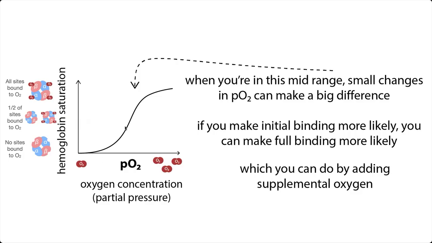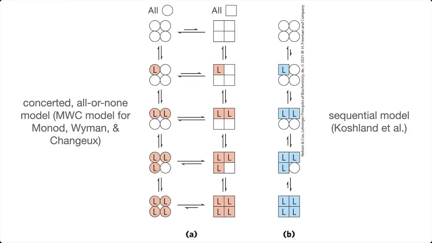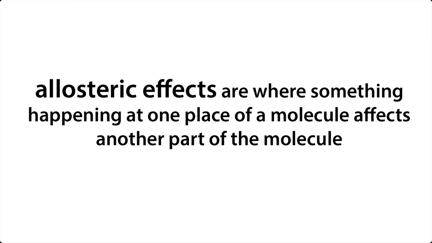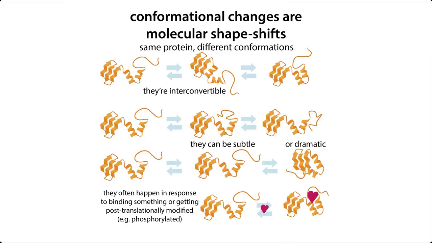But it also means that we can quickly increase the hemoglobin saturation for patients in the hospital and things like this if we increase the oxygen concentration. That'll make the initial binding more likely so that we can make full binding more likely. So there's a bit of debate and some theories about whether the binding happens in a sequential manner or whether it happens in a concerted all or none model. And so you might see things like MWC or Koshland. You don't need to worry about these, just know that there are a couple different models and it's not really clear. What is clear, however, is that there are allosteric effects taking place.